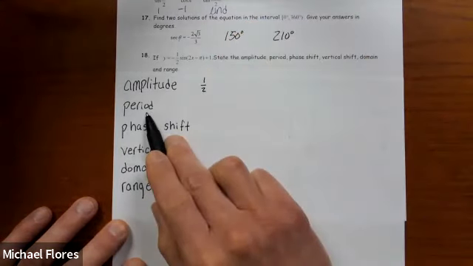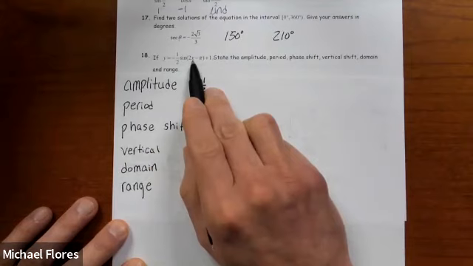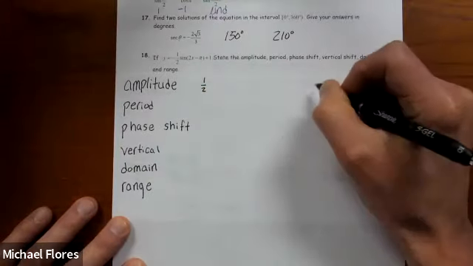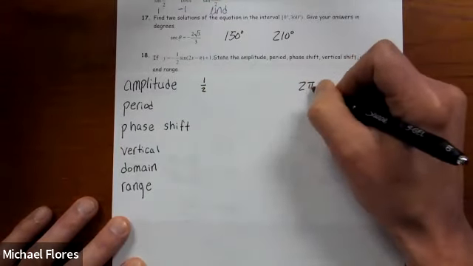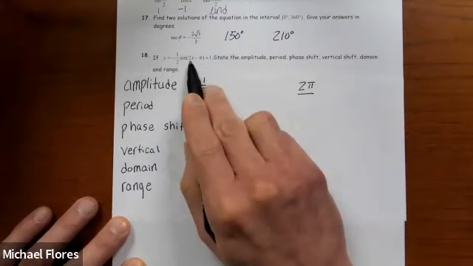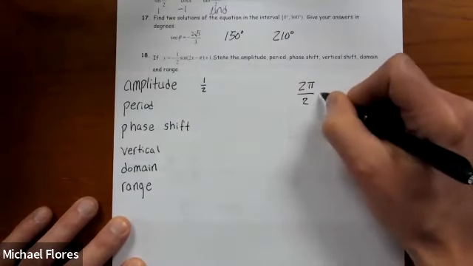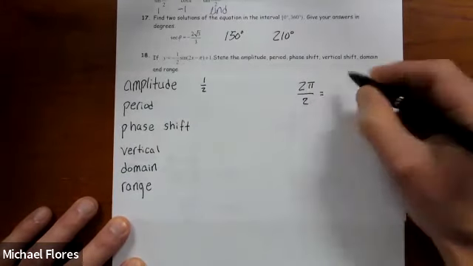The period, you're going to look for the variable x. You're going to look at the number in front of that. In order to find a period, you do 2 pi over the number in front of x. And simplify. 2 pi over 2 would just leave us with pi. So the period here is pi.